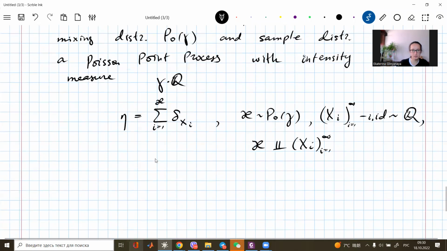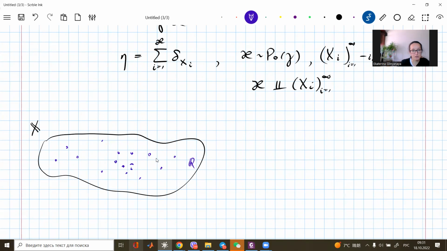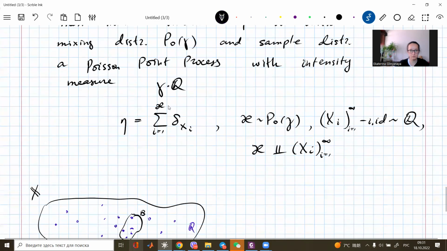So what we did, for space x, if I define some distribution q, so I have here the probability measure, and I take random points with distribution q, and then I take a random number of points with such distribution. So if I fix some subset, I will get a random number of points in this subset.